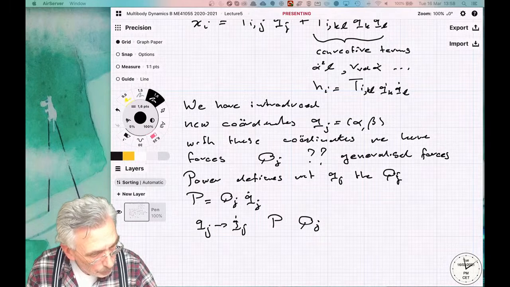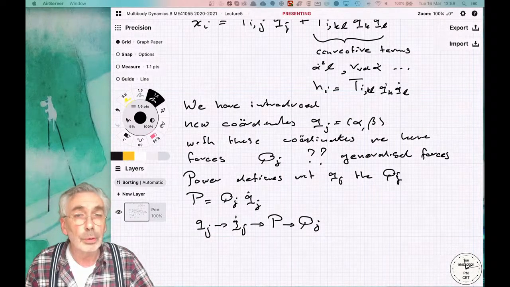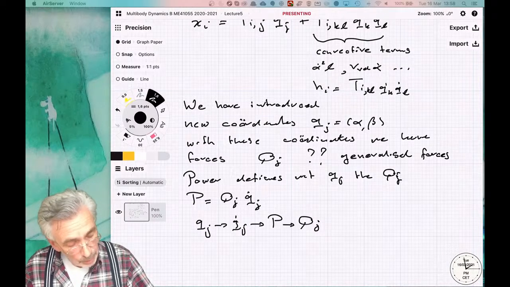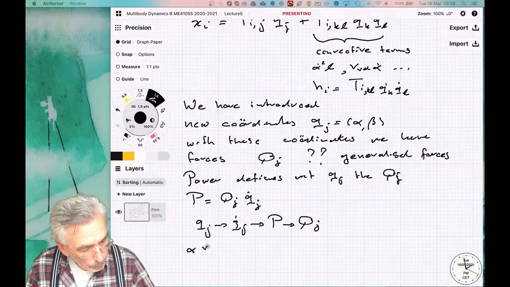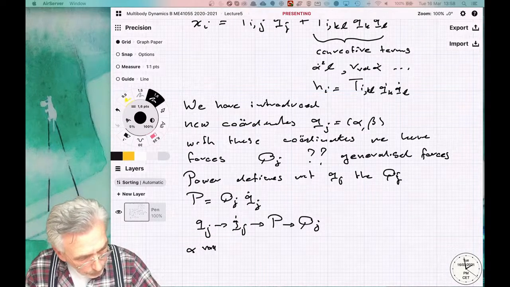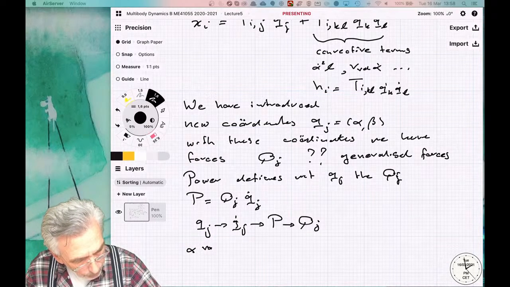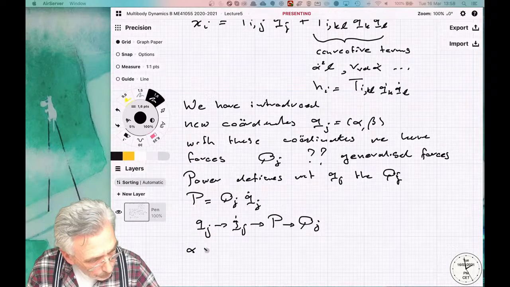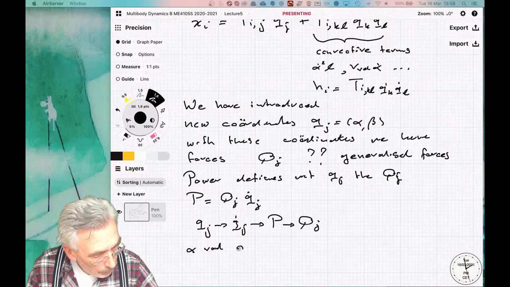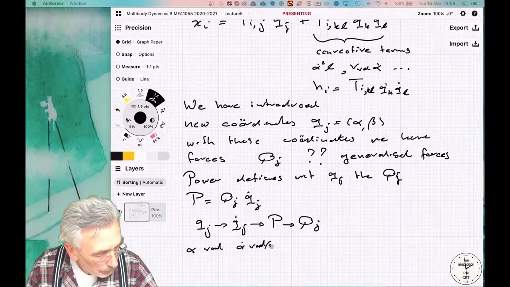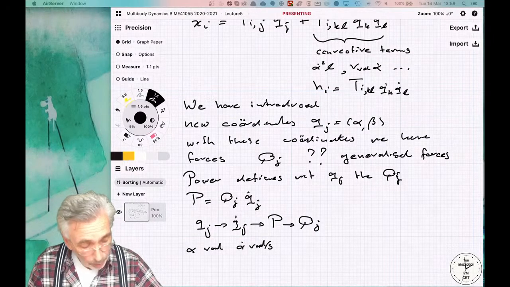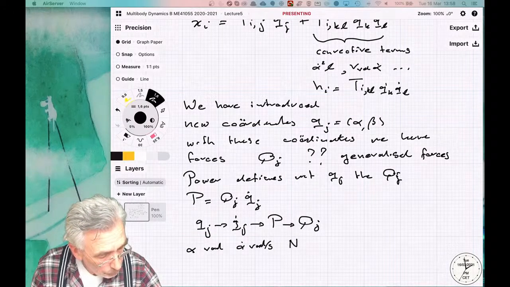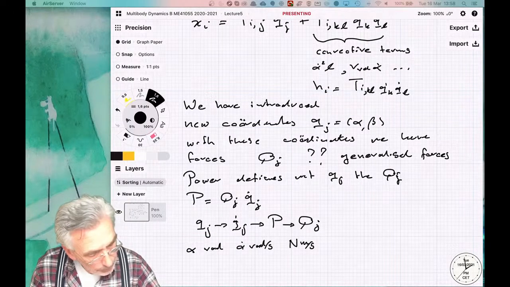We have a coordinate, then we get a velocity, then we have the concept of power, and then we get the concept of the force. So how does that go? Well, if we have, for instance, an angle, then we have radians. And then alpha dot is radians per second. Then power is, of course, force times velocity, Newton meters per second.